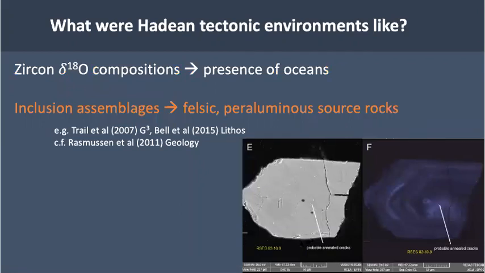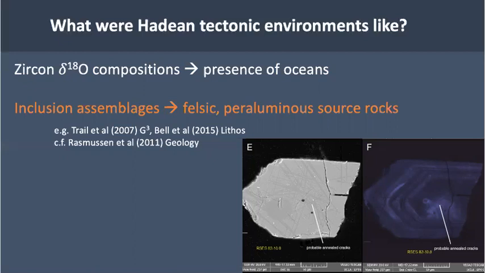As I mentioned earlier, another thing we can look at are inclusion assemblages, so minerals that get caught up in the zircon as it's crystallizing. And these have been used to argue for a composition that is felsic and relatively peraluminous, so having a lot of sedimentary material and high aluminum content in the source to these Jack Hills zircons in the Hadean. And the basis for this is the presence of both muscovite and quartz, which is consistent with formation in granitic melts. And so a lot of the Jack Hills zircons have quartz and muscovite inclusions in them.